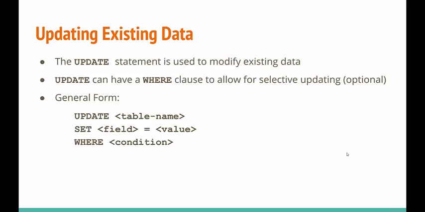We start with the keyword update, followed by a table name. And then we have the keyword set, which specifies the fields that you want to change, or field, and the value you wish to associate with that field. The where clause allows for selective updating. Again, if you omit the where clause, it will update every record in the table based on whatever you say to set a particular field to a specific value.